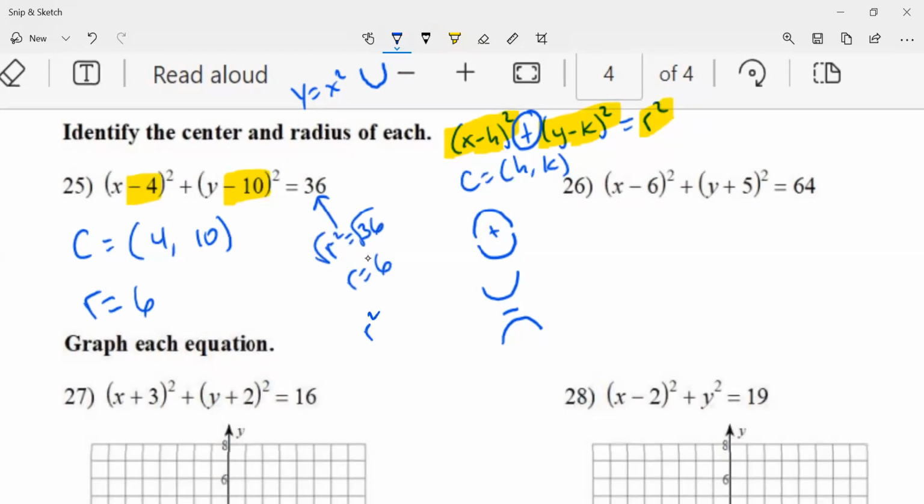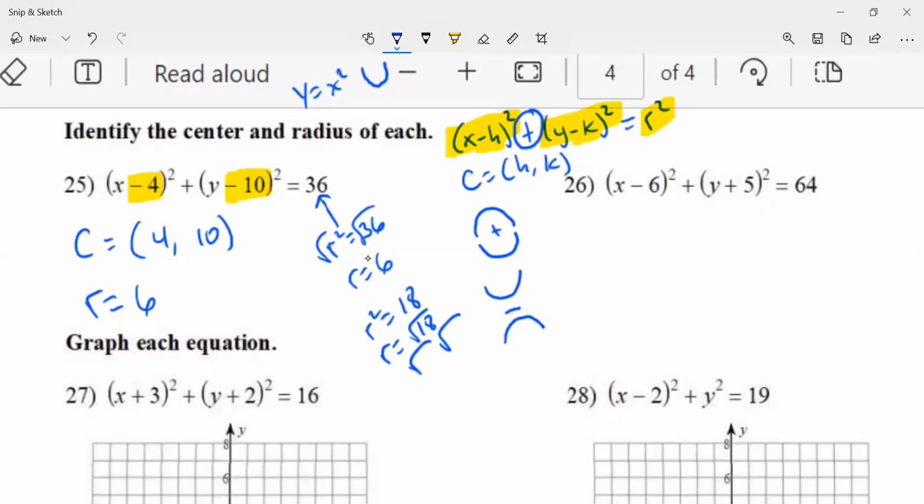I might get that r squared is equal to 18. So r is the square root of 18. But remember, we learned how to simplify that out. It's 9 times 2, so 3 radical 2. Some of your radii are not going to be a whole number. It's going to be a radical, right? We talked about that before.